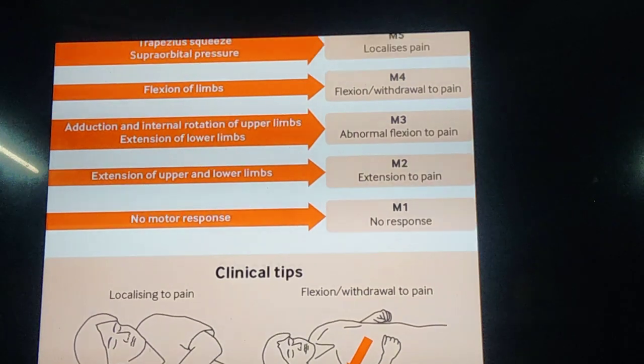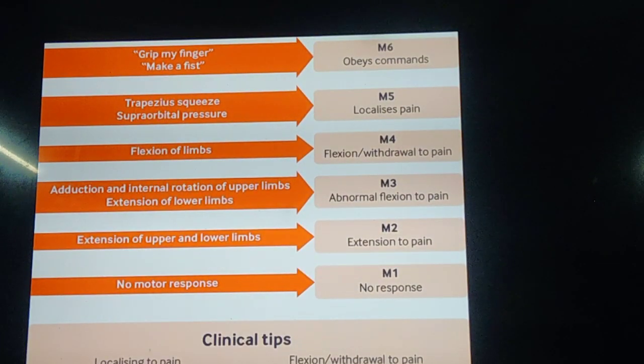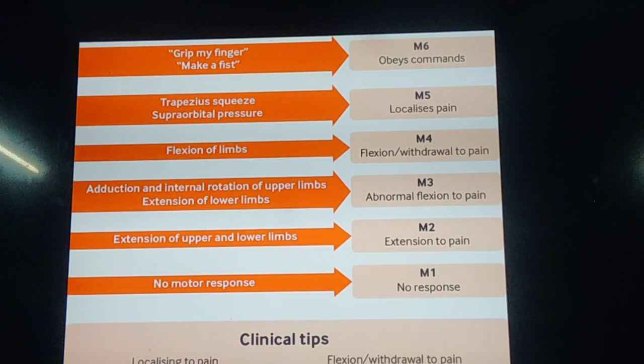Okay, the total score for motor response is 6. Okay, M6. So eye response E4, verbal response V5, and motor response is 6, M6. So how to assess? When you are going to give 6 to the patient, that is full marks, that is when the patient obeys the command.